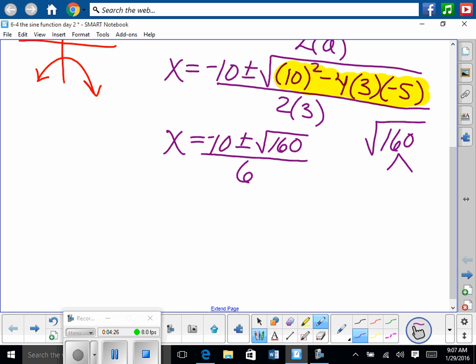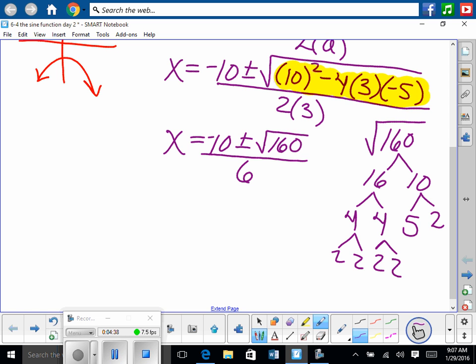So factors of 160, 16 times 10, right? 16 breaks down into 4 times 4. 10 breaks down into 5 times 2. And then we could go as far down as 2 times 2. Then we're pulling out groups of 2 since it's a square root, right? So if there's 2 of them that can come out. Now understand, what we are technically doing is taking the square root of 4, which is 2. So we only pull out 1 2 for those 2 2's.